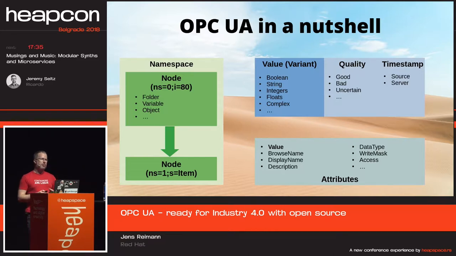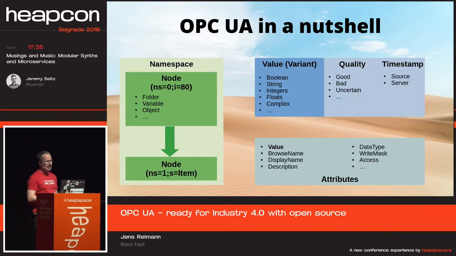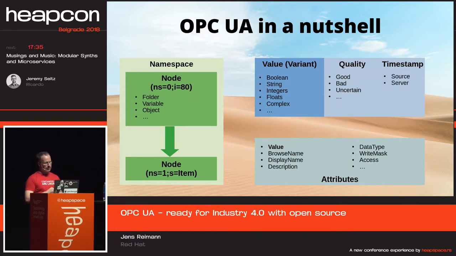And again, those attributes also have an ID, and the ID works the same way as you saw before. You have a namespace and an identifier. The identifier, in this case, what I show you here is i=80. That's an integer. You can have string identifiers as well. You can have binary identifiers. You can have different identifiers there, whatever is best for your device. So there's a little bit of complexity in there.